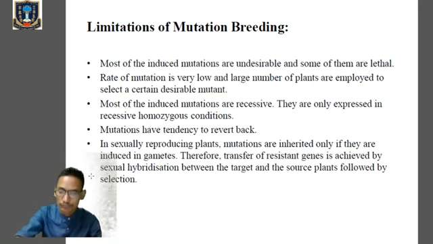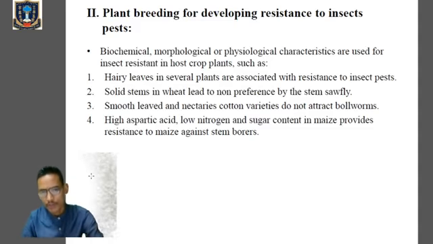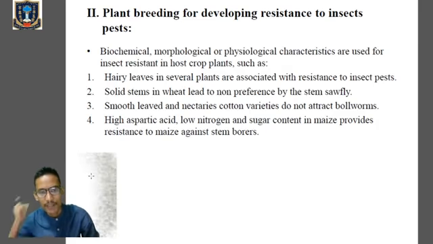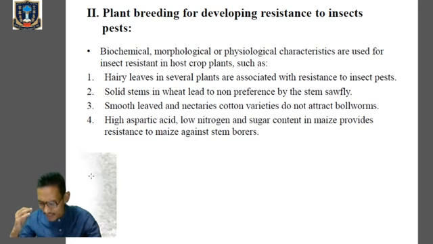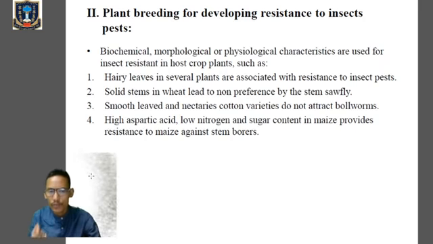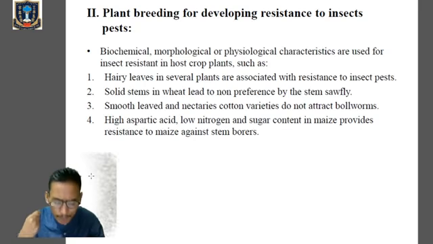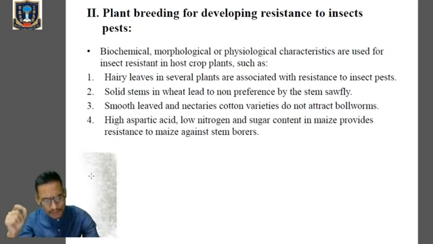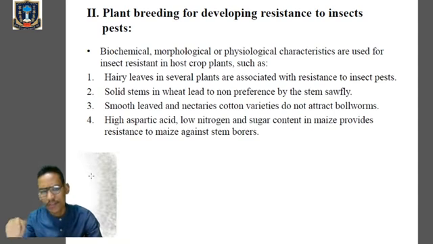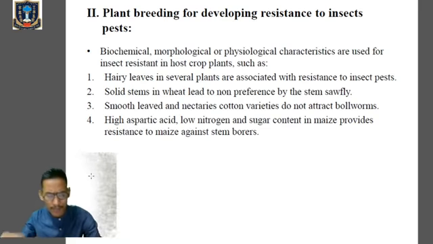Okay, now the next one is plant breeding for developing resistance to insect pests. Now we are trying to develop plants which will have the property of resistance to insect pests, because most of the plants are being destroyed by the attack of insects and pests. So therefore we are trying to develop plants which are resistant to insect pests. Insect and pest infestation is a major cause of large-scale destruction of cultivated crops and plants, which hampers production and quality.